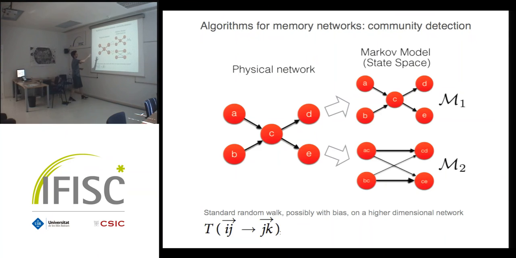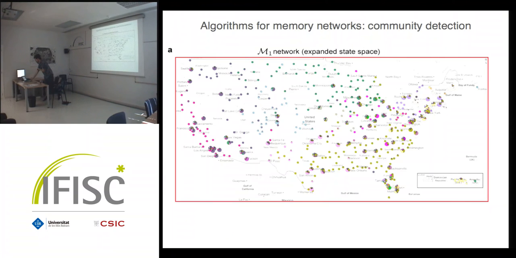And so here, what we do is we take a graph, we go to this second order Markov description, where instead of looking at the transition from A to C, C to D, we look at the transition from the edge AC to the edge CD to the edge CE, and so on. And now we define on this extended space a usual random walk, basically, and we can try to optimize stability and see what we get.